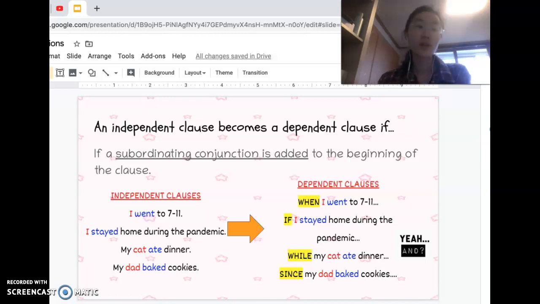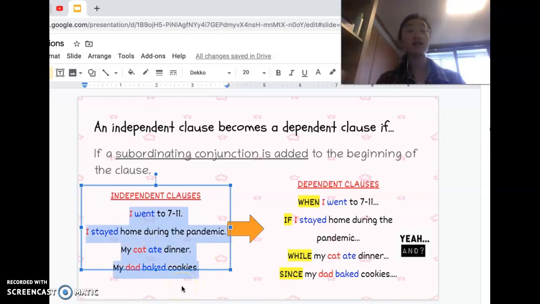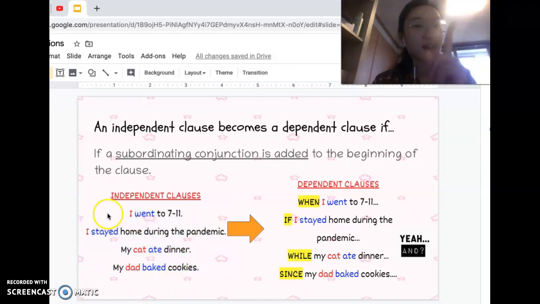So for example, these are the independent clauses we looked at earlier. They're complete thoughts. But as soon as you add a subordinating conjunction in the front of it, it sounds weird. For example, when I went to 7-Eleven. Okay, and if I stayed home during the pandemic. While my cat ate dinner. Since my dad baked cookies. You see how these conjunctions change the sentiment of the clauses.